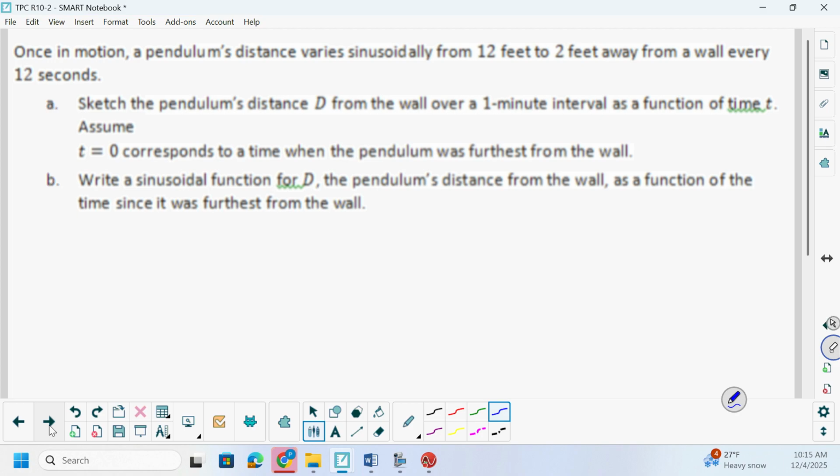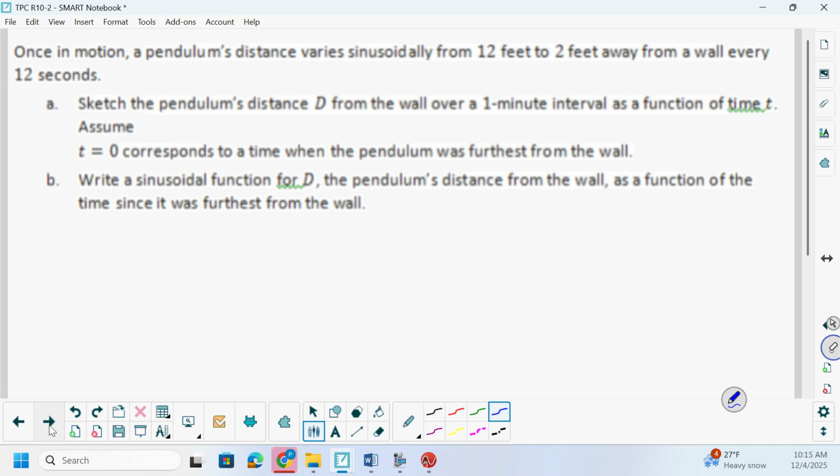sinusoidally. So you probably haven't seen that word sinusoidally before. So that's just a general term, meaning it might be a sine graph or it might be a cosine graph. So sinusoidally is just some periodic repeated motion. And it's varying from 12 feet to 2 feet away from the wall every 12 seconds.